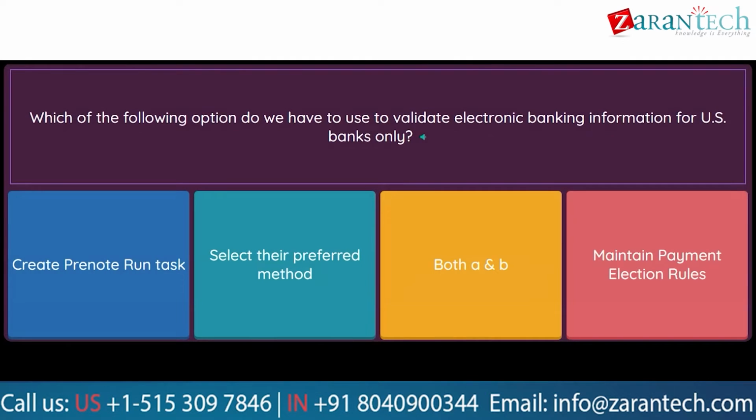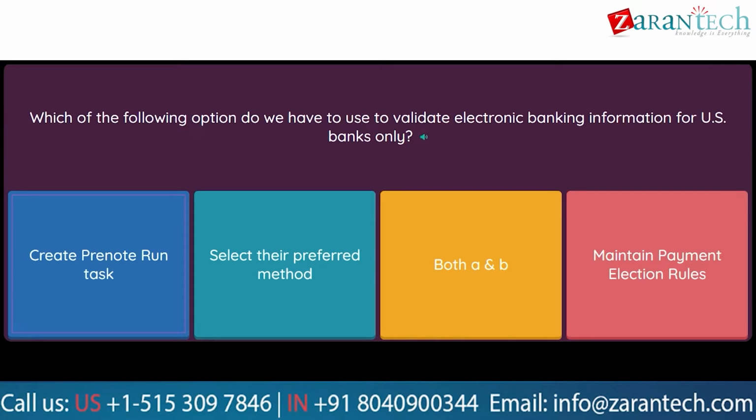Question: which of the following options do we have to use to validate electronic banking information for U.S. banks only? Option 1, create pre-note run task. Option 2, select their preferred method. Option 3, both A and B. Option 4, maintain payment election rules.